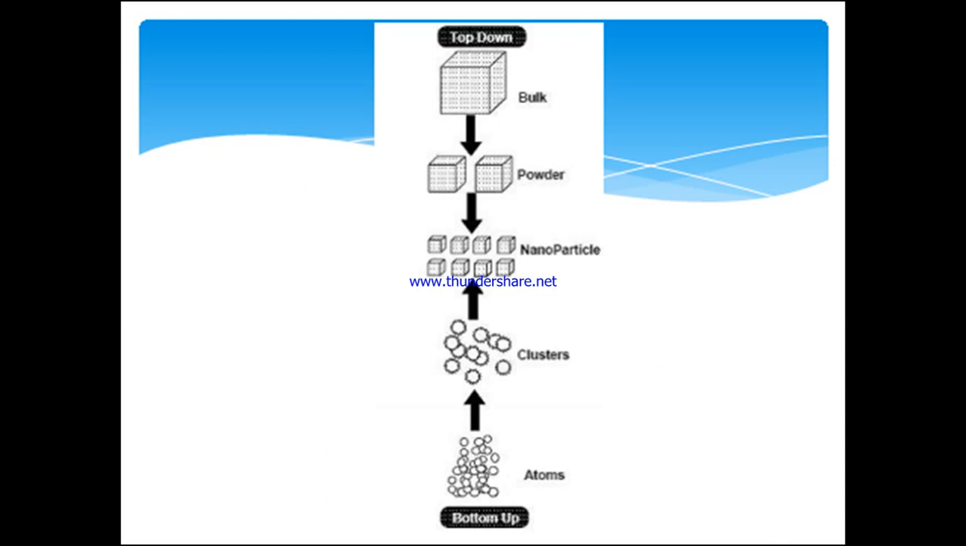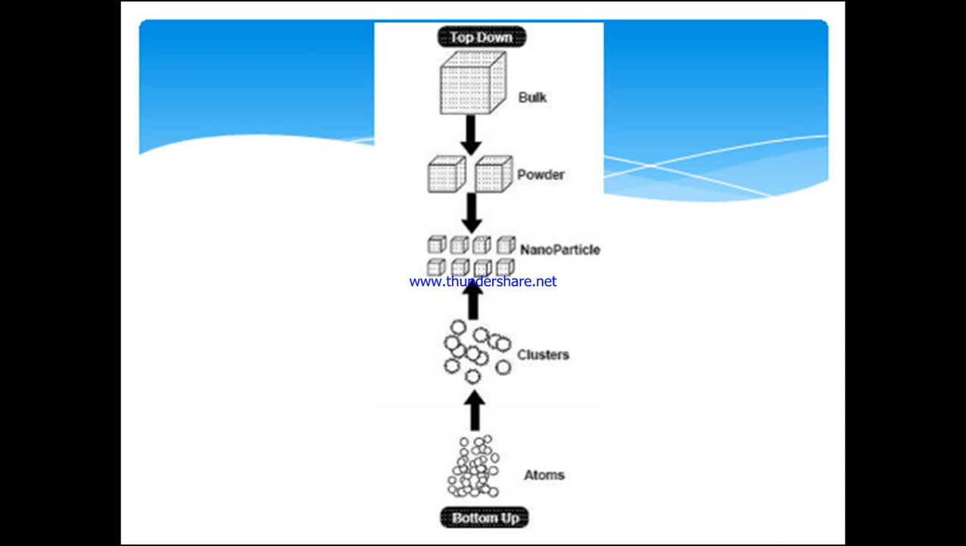We are going to convert the bulk material in terms of the powder form as well as in terms of the nanoparticle here. That is what we are having. So top-down approach is nothing but from the huge bulk material we are going to convert it to the powder form, and that powder we are going to convert to the nanoparticles.